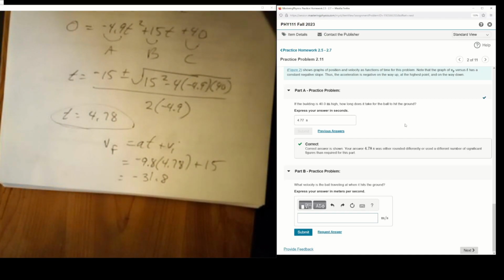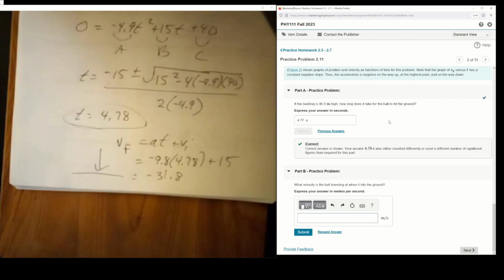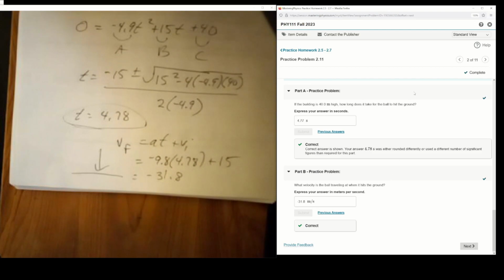So the ball is coming towards the ground, so we'd expect a negative velocity. And that is number 2.